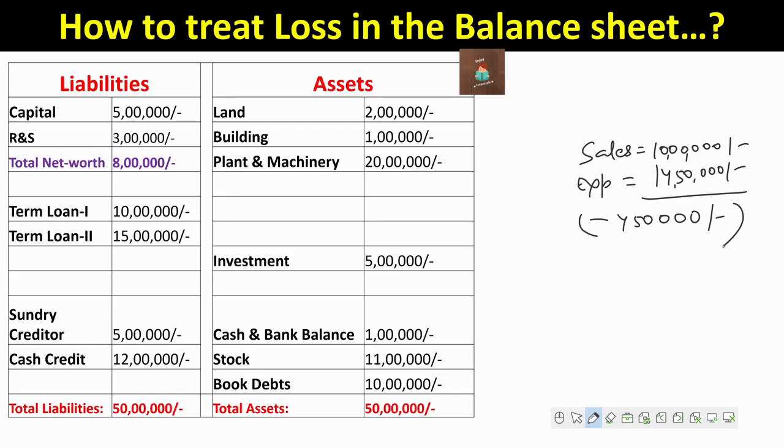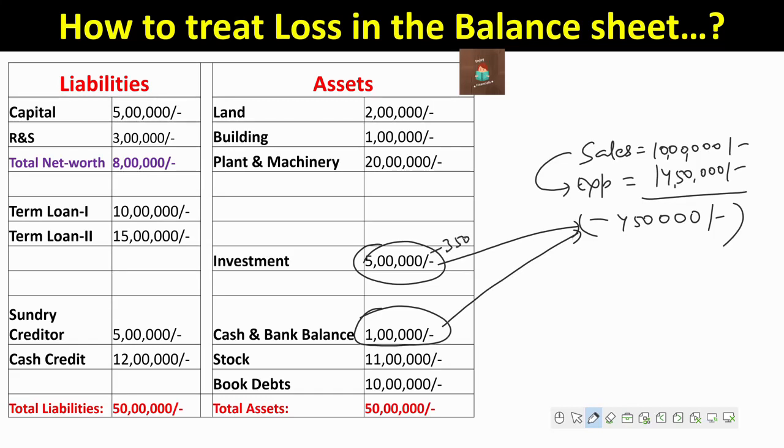See friends, the company has made a total expenditure of 14,50,000. So 10 lakh rupees it will pay from this income, and the remaining 4,50,000 rupees it is supposed to pay. So what can the company do? They can pay from the cash, since the cash is only 1 lakh rupees. They will make the payment of 1 lakh rupees from the cash and the remaining 3,50,000 rupees from the investment, maybe in the form of some liquid assets the company is having.